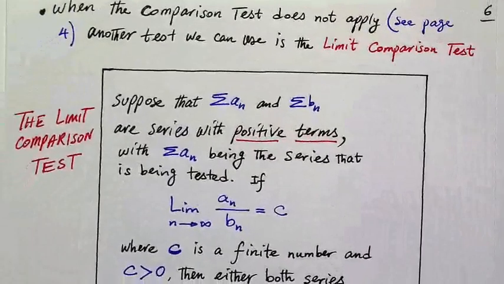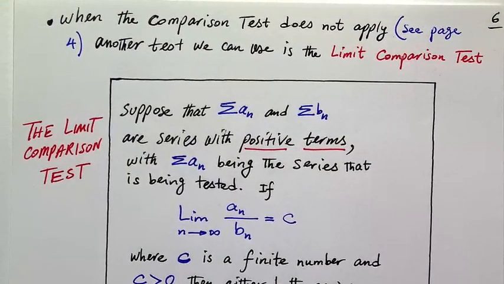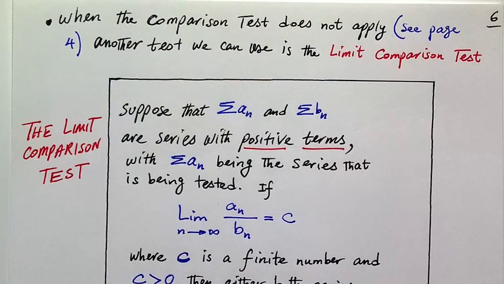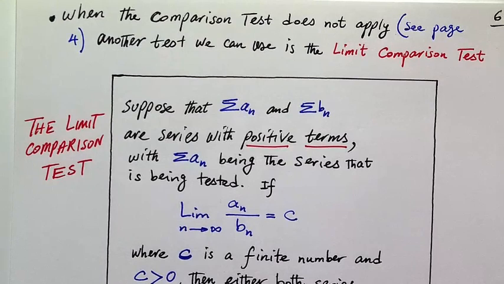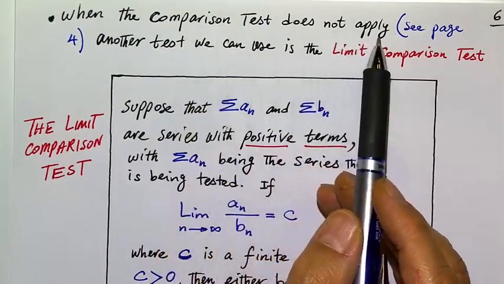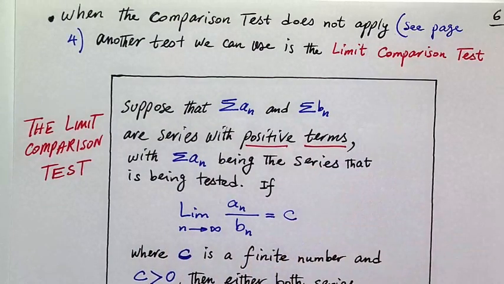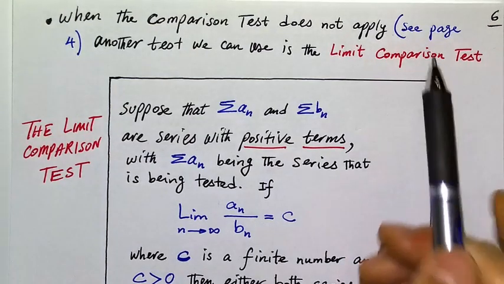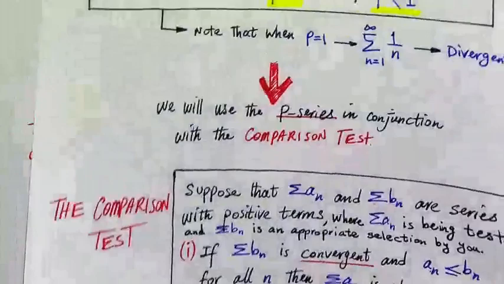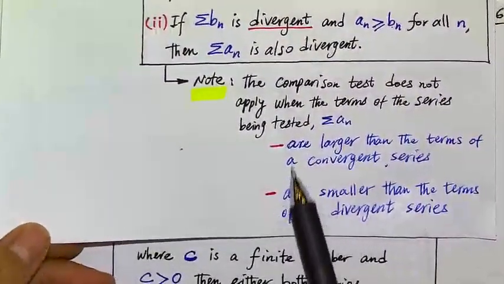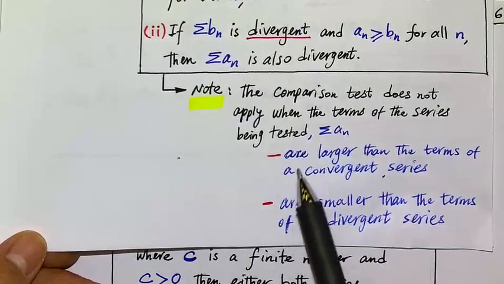Okay, so next we will look at another type of test. So we looked at the integral test, we looked at the comparison test. Now we are talking about the limit comparison test. Again, this is another test that applies to series with positive terms. So when the comparison test does not apply, and we mentioned when it doesn't, at the bottom of page 4, this is what I'm referring to when I say see page 4 of the lecture notes. That's what I'm referring to, these two conditions, when the comparison test does not apply.